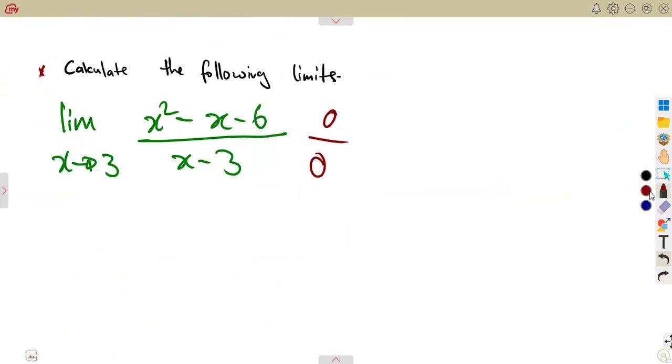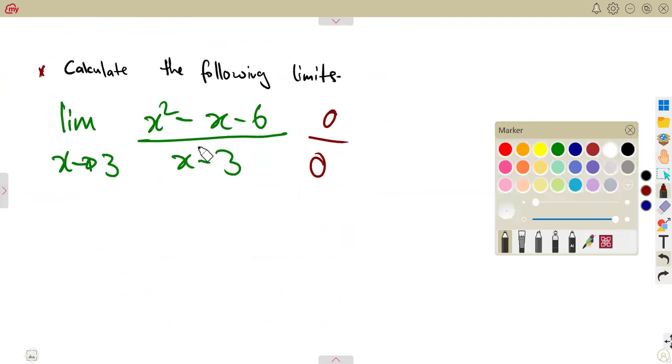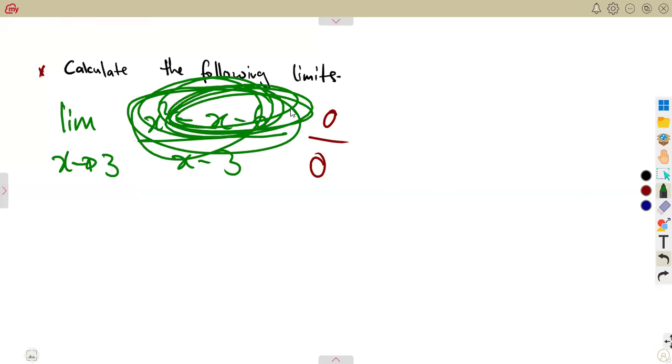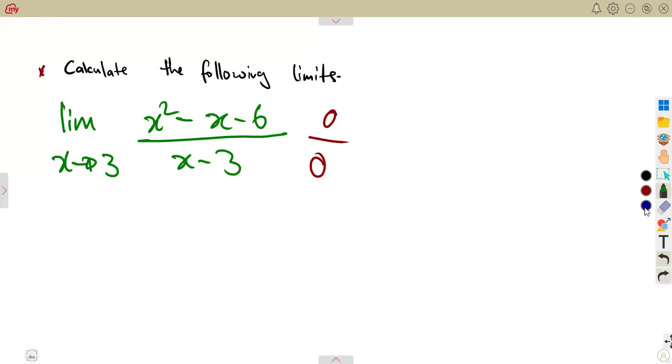Once this happens, you look for ways now. Is it factorization that you're going to consider? Can we divide by the term? In this case, if you check, the expression in the numerator is a quadratic that can be factorized. Okay, let's factorize this and see what's going to happen when we have a term that can be factorized.